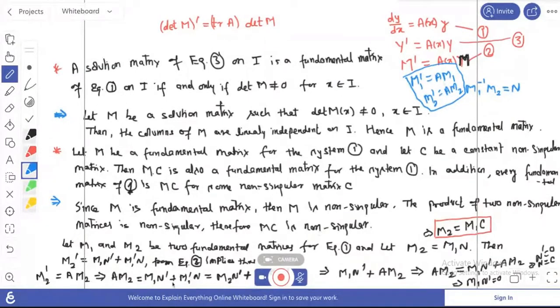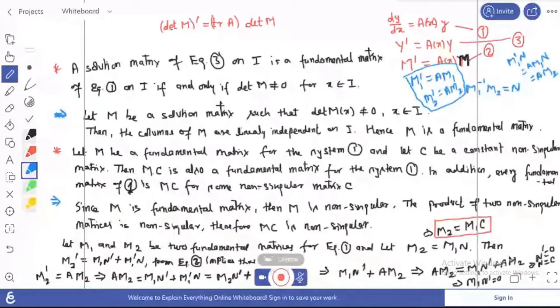So here you wrote M2 N prime, and in its place what do you write? You are finding the value of M1 prime N. What is the value of M1 prime? That is AM1N. And from this equation, what is the value of M1N? This is A and this value is M2. So here we write M1 N prime as the first term, and plus this value is AM2. So the left hand side is AM2. So AM2 equals M1 N prime plus AM2.